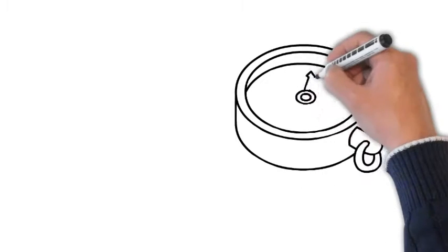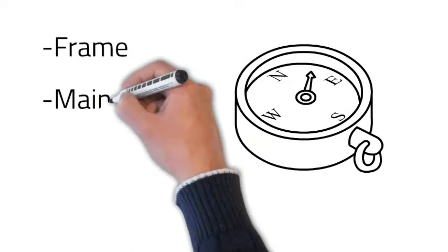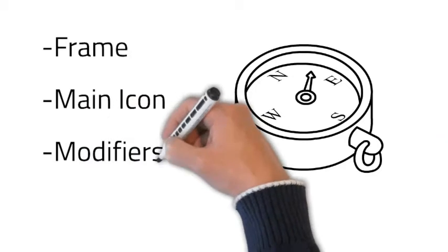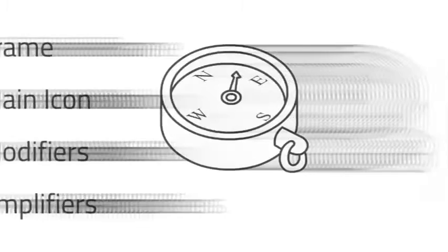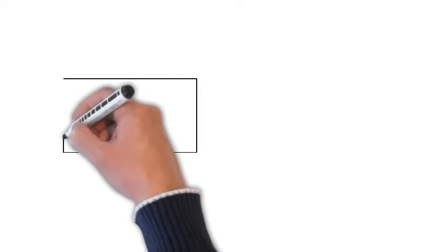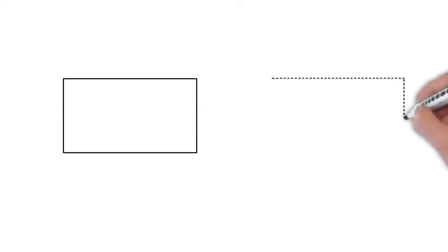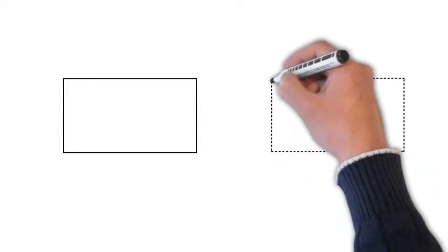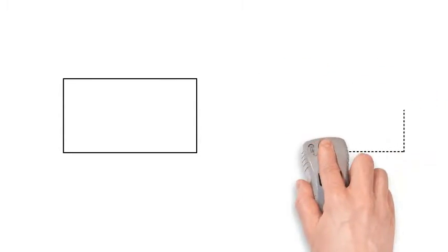Military map symbols consist of a frame, a main icon, which is an indicator of the unit's role, modifiers, and amplifiers. First, we have the frame. This will be a solid line if you know what the unit role indicator is, or a broken line if you are unsure of what the unit role indicator is. For the next example, we will use a solid line.